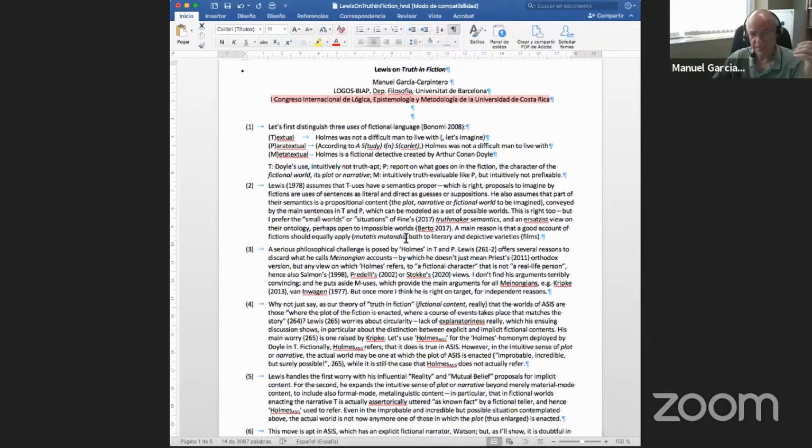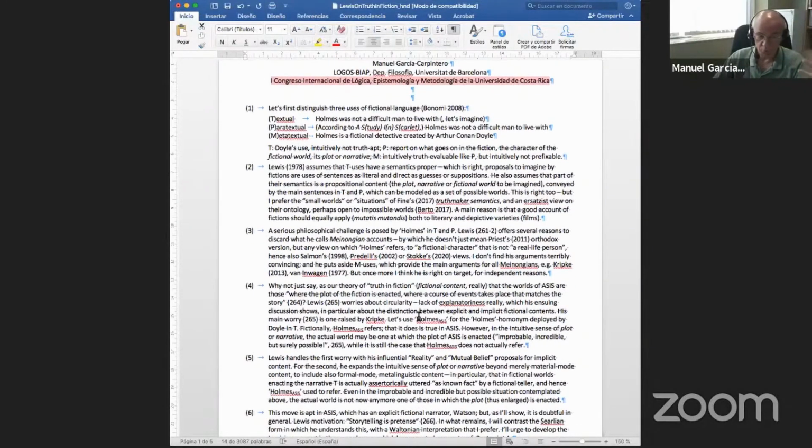Now, Lewis's theory is mostly a theory of the paratextual uses, but as we will see, to develop that, and as I think anybody should, he needs to assume a theory of textual discourse, a theory of fiction. As we will see, unlike, for instance, Kripke and Van Inwagen in their works of this time, he assumes that the textual uses have a semantics proper, which I take to be right. We'll find further reasons later, but the idea is that proposals to imagine made by fictions are uses of sentences, or at least this is what I would claim.